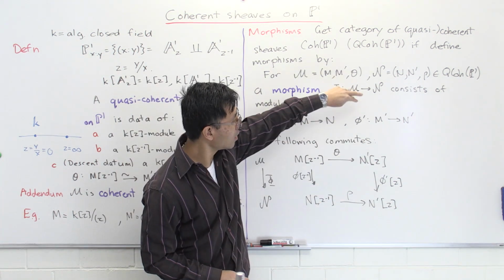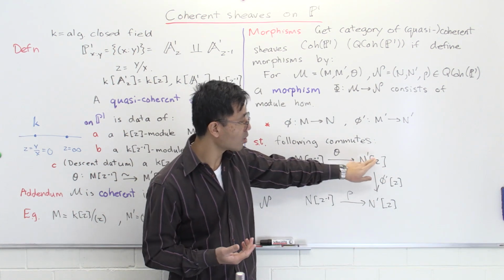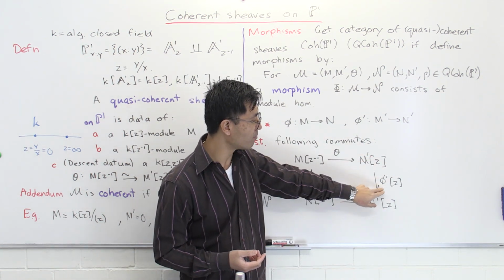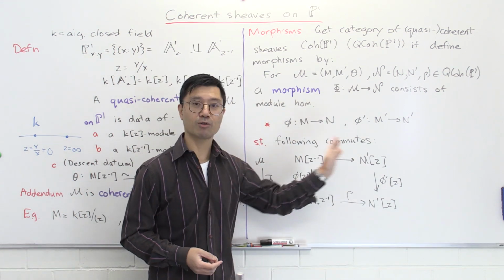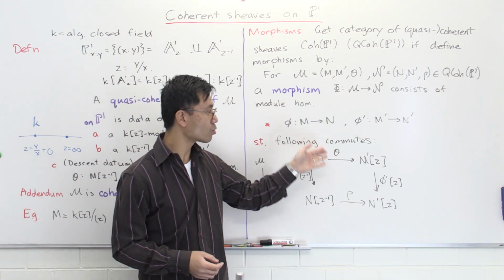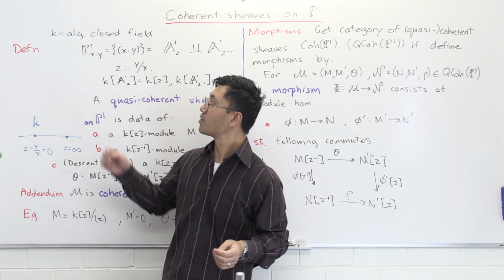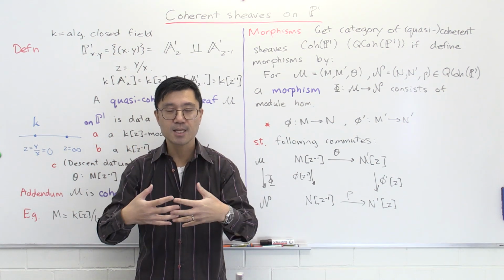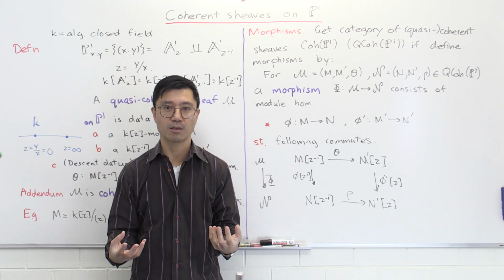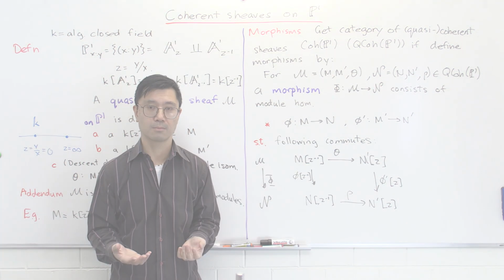And similarly, we can localize this phi prime by inverting z inverse, so adjoining z, and this will give you a morphism phi prime z from M prime z to N prime z, and you want this diagram to commute. And basically, this will say that these two sheaf homomorphisms on the two patches will agree on the intersection and hence on any open subset of them. And that gives you the definition of morphisms.